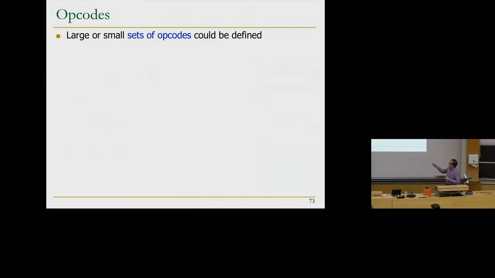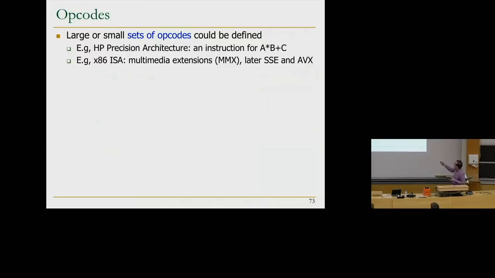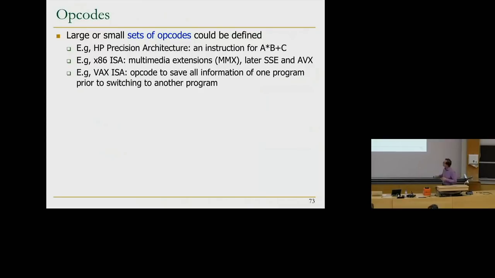So opcodes could be many or small, right? For example, there's an opcode instruction for doing this in one of the architectures. x86 has different instructions. I said earlier that it has a binary coded decimal instruction, right? x86 has multimedia extensions, later called SSE and AVX, which we're not going to go into. In the VAX ISA, which is an old ISA, a dead ISA that nobody uses as far as I know right now, you have instructions that are much more complicated. For example, you can save all the information of one program, all the registers, prior to switching to another program. This single instruction does this. So instruction capability varies depending on that contract, that book that you get.